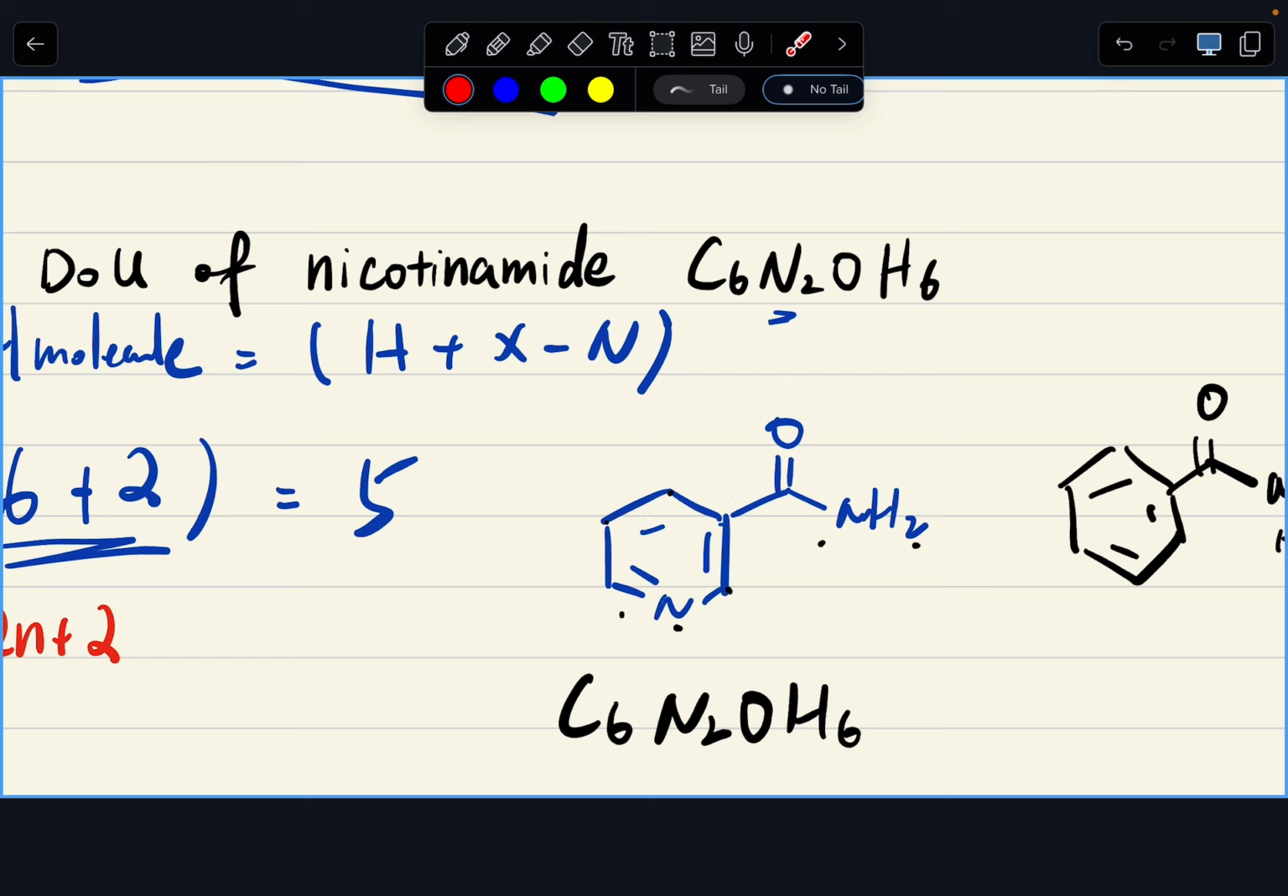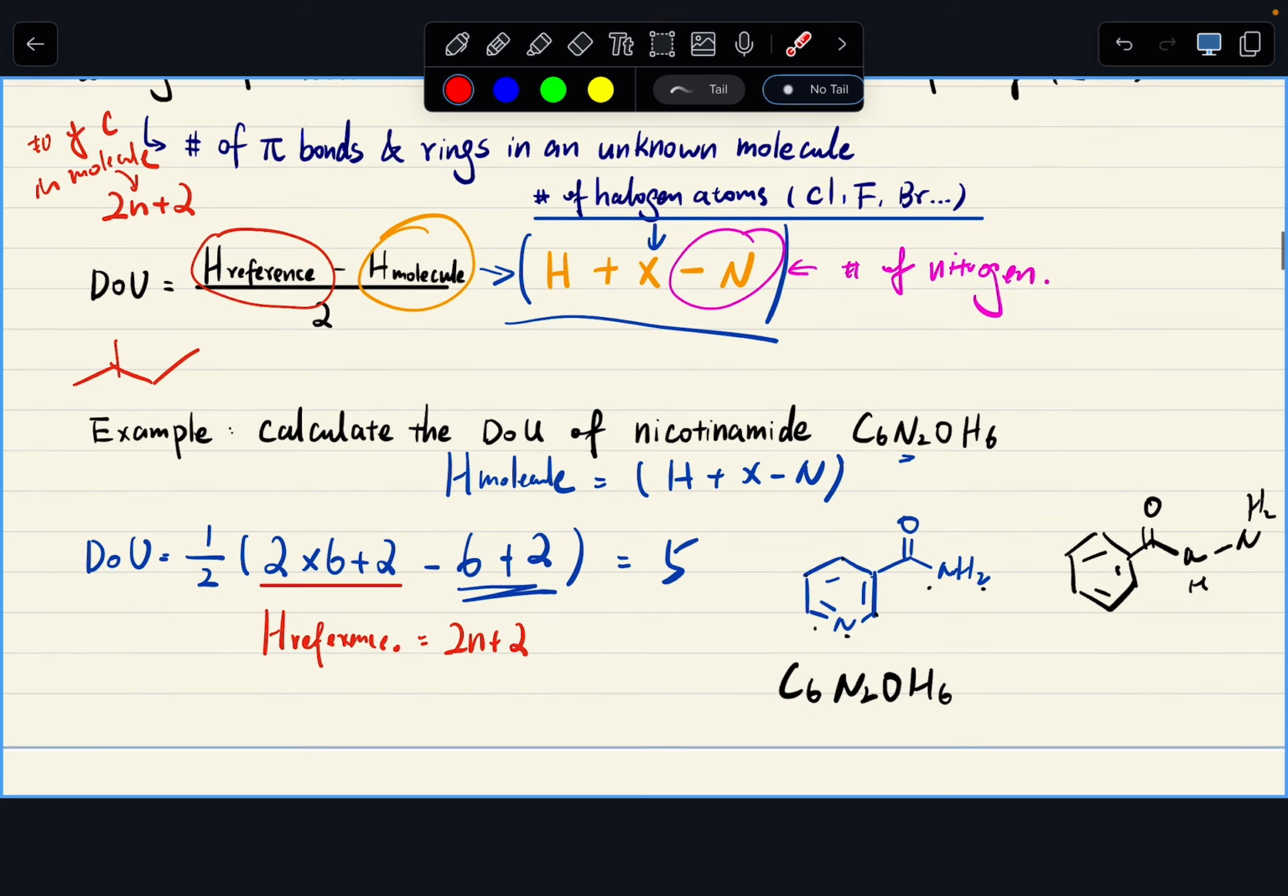All right, so a ring also counts as a degree of unsaturation. A double bond counts as a degree of unsaturation. So the number of rings plus the number of double bonds need to add up. A triple bond is counted as 2 degrees of unsaturation because we have 2 pi bonds in that case. All right, so that's the degree of unsaturation.